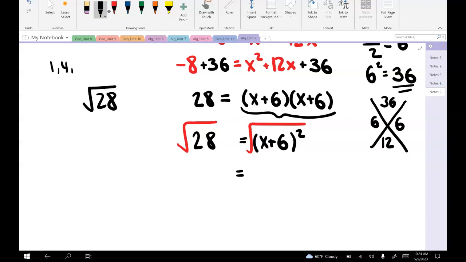1, 4, 9, 16, 25, 36. And we could check. 36 doesn't divide 28 evenly. 25 doesn't divide it evenly. 16 doesn't. 9 doesn't, but 4 does. 28 divided by 4 is 7, and 4 is a perfect square. So we could split this up into our tree where we do square root of 4, square root of 7, and then we can simplify. Square root of 4 is 2, square root of 7 is what we leave underneath our square root. So this will be 2 square root of 7.